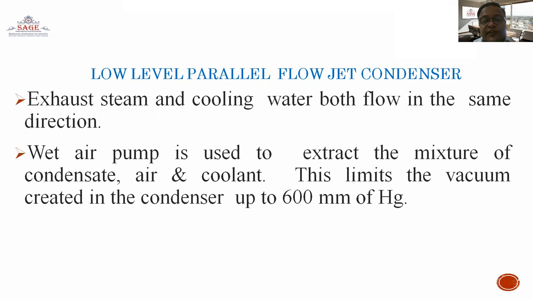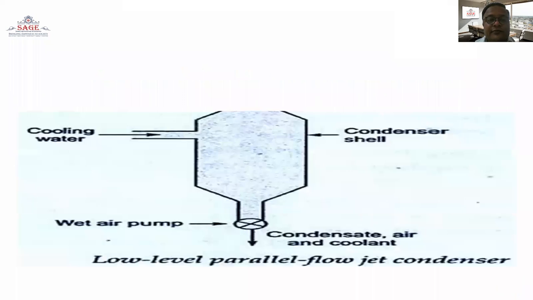Wet air pump is used to extract the mixture of the condensate, air, and the coolant. वेट एयर पंप का जो इस्तेमाल होता है वो मिक्सचर ऑफ कंडेंसेट को एक्सट्रैक्ट करने के लिए, एयर को निकालने के लिए, कूलेंट को बाहर करने के लिए होता है। This limits the vacuum created in the condenser up to 600 mm of Hg. ये वैक्यूम जितना भी क्रिएट हो रहा है 600 mm Hg तक रहता है, यहाँ तक कर सकते हैं। This is the low level parallel flow jet condenser.